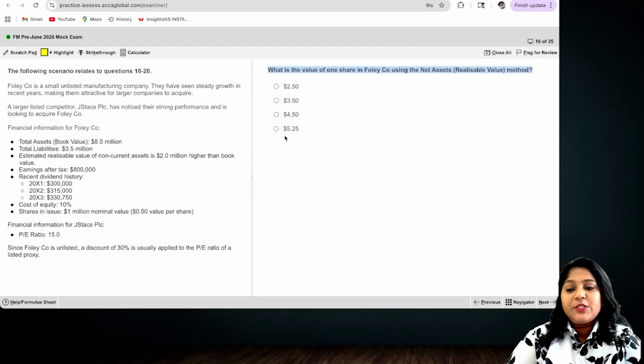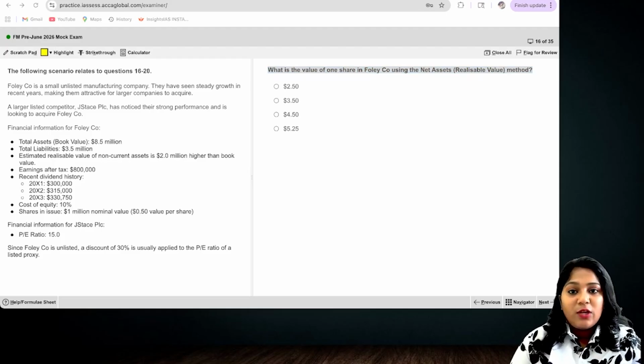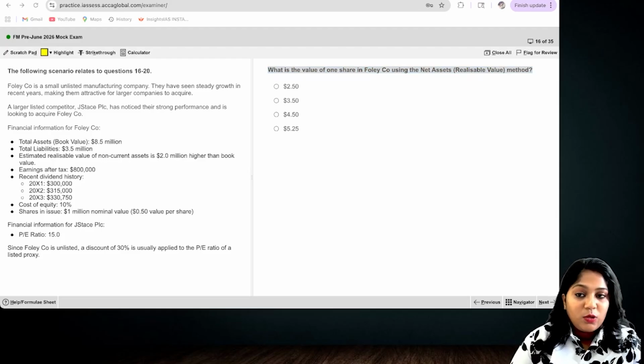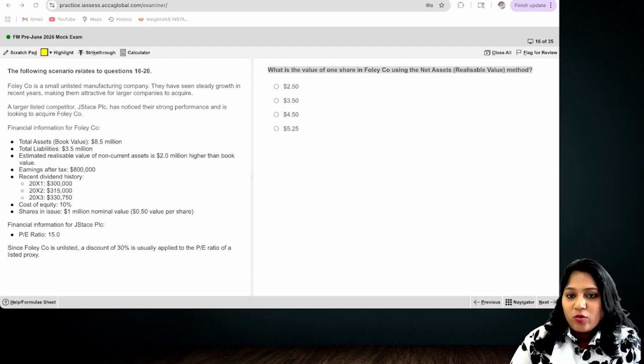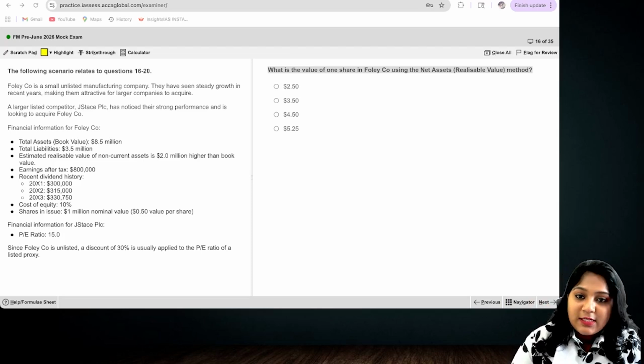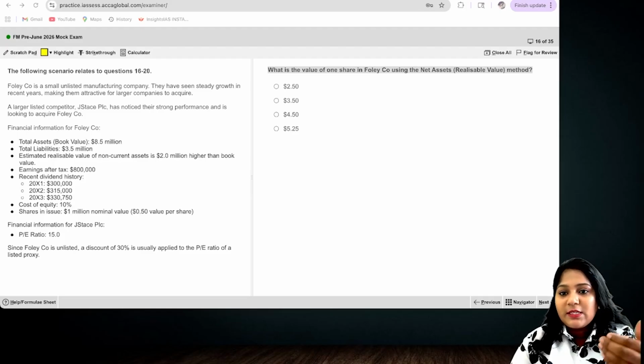Let's now read the information. Foley is a small unlisted manufacturing company. They have seen steady growth in recent years, making them attractive for larger companies to acquire. A larger listed company, JSTAS PLC, has noticed their strong performance and is looking to acquire Foley Company. So business evaluation is indirectly what the questions are about. We have the total assets and total liabilities. The estimated realizable value of non-current assets is 2 million higher than the book value. Fair enough. Earnings after tax is $800,000, and the recent dividend history is given.